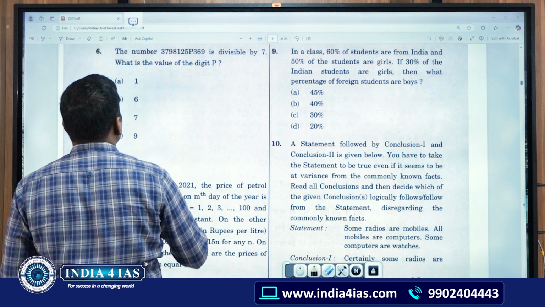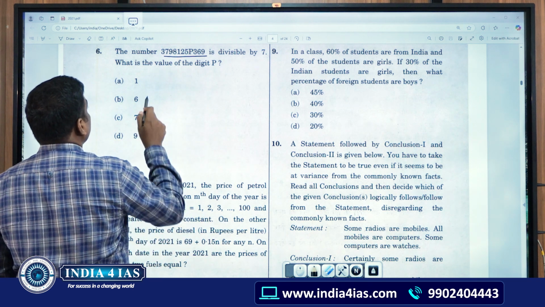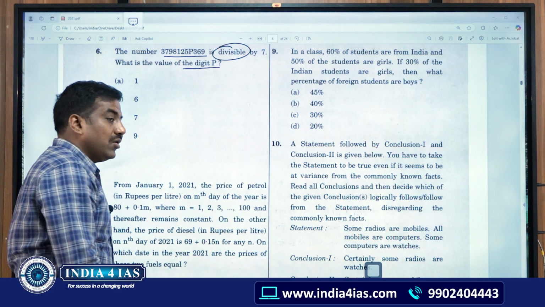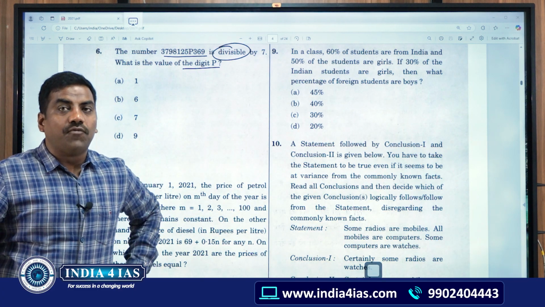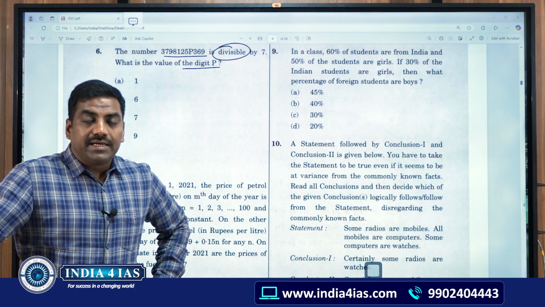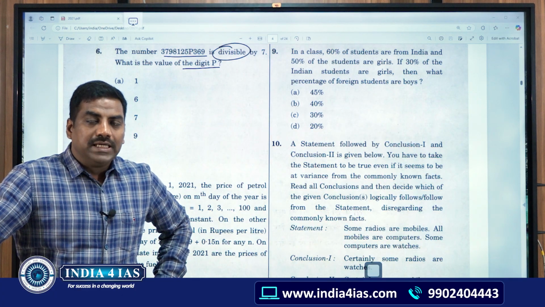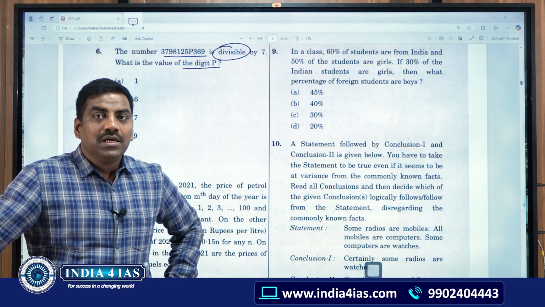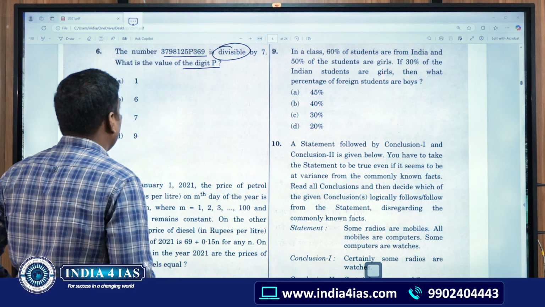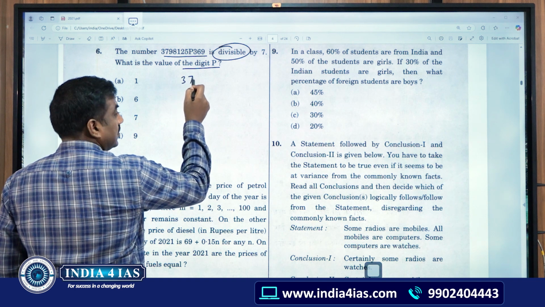The number is divisible by 7. What is the value of the digit p? Usually when we are checking divisibility, we check the divisibility of 2, 3, 4, 5, 6, 8, 9, 11 like that. But for 7, there is no simple shortcut. There is a shortcut, but it is not simple. It becomes very complicated when you try to remember that thing. So here we have to try with the hard method.